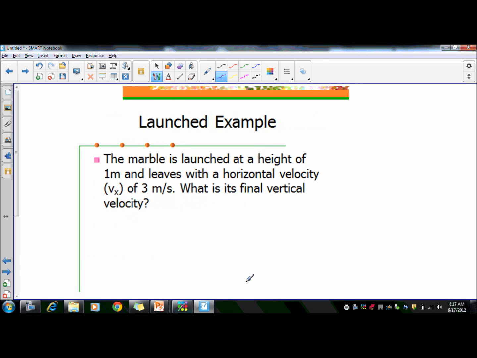So let's do the example again. Well, this should look really familiar. A marble is launched at a height of 1 meter and leaves with a horizontal velocity of 3 meters per second. So we're still launching it from the same height as the one we dropped, and we want to know the final vertical velocity. Well, since we've got horizontal and vertical now, we're going to do something just a little different, and that's we're going to do an XY chart for our GUESS system.